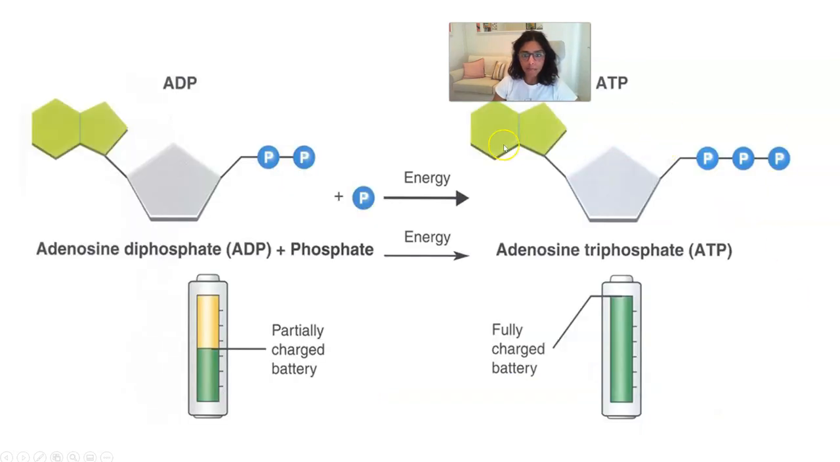Now, if we think about ADP and ATP in terms of batteries, adenosine diphosphate, so that's two phosphates, is a low energy molecule. Okay, so it's not got the full charge in the battery. When we join this phosphate onto the end of the ADP and we form ATP, we have a fully charged battery, so there's lots of energy in this terminal bond that we can use to put into other processes.